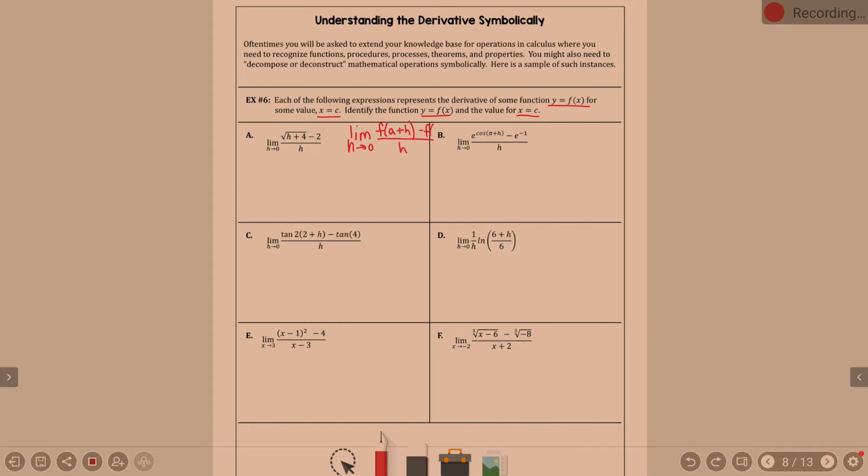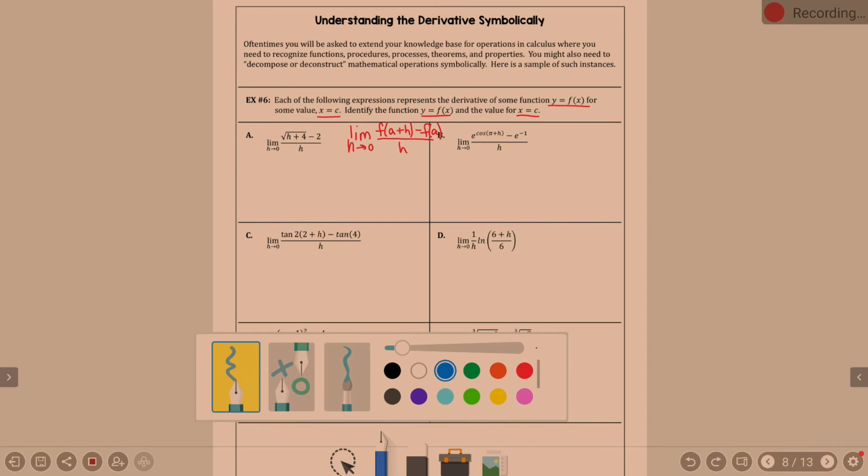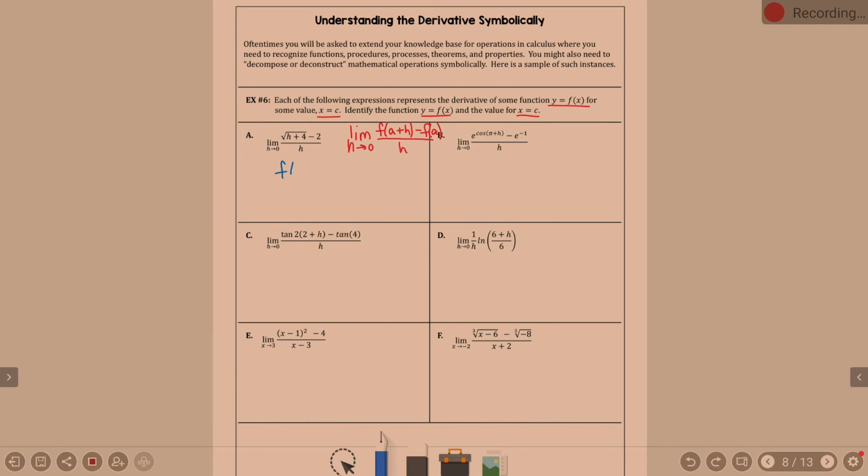Actually, should I use c here instead? Yeah. I'm just going to use f of a plus h. But a could be an a, it could be a c, it could be an x. So compare this form to what I just wrote. With that in mind, we want to know what our function is and what our, quote, c value is, which, if you prefer, you can think of as a.